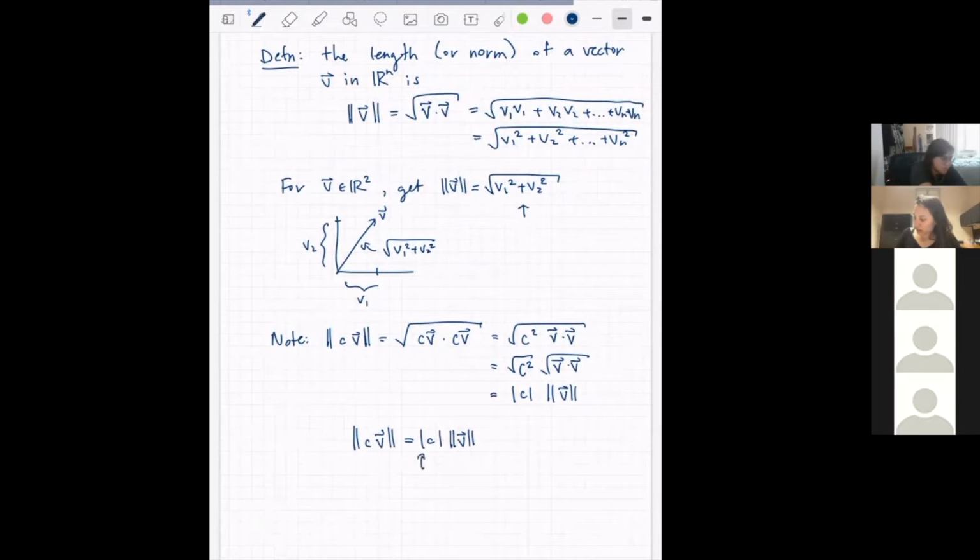So this is absolute value when we have just one bar, and when we have two bars, that's the norm of a vector.